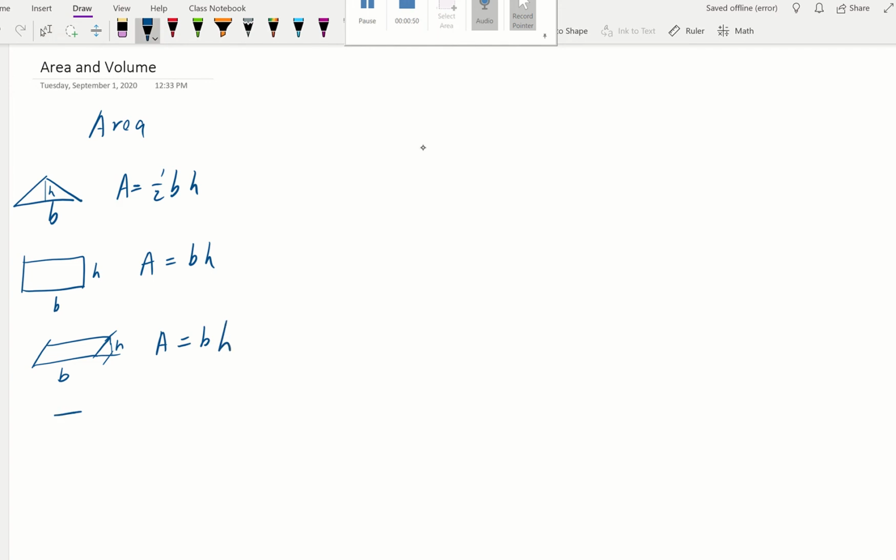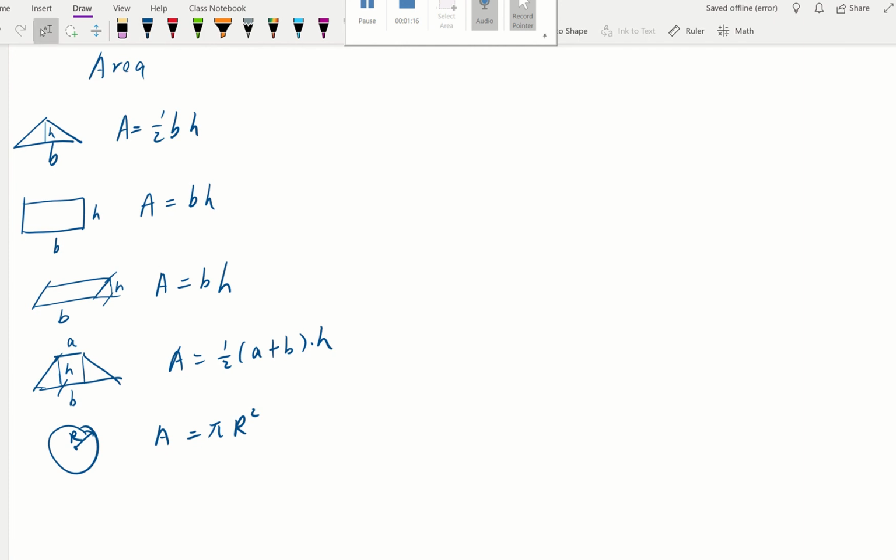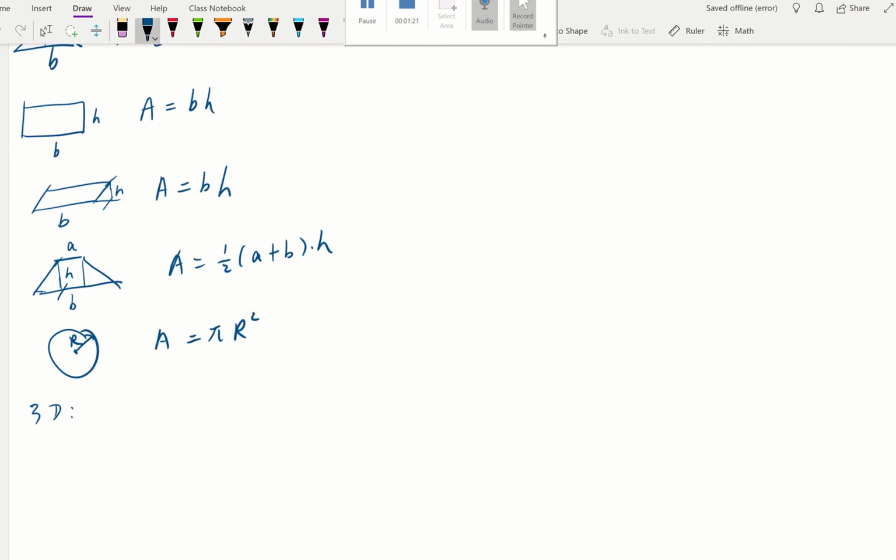How about a trapezoid? For a trapezoid people often decompose it into triangles and a rectangle, or you can just remember the formula for that. It's going to be half the addition of the bases and then times height. Okay, and then circle, with the radius r, it's pi r squared. So those are the two-dimensional ones for area, but let's look at a three-dimensional one.